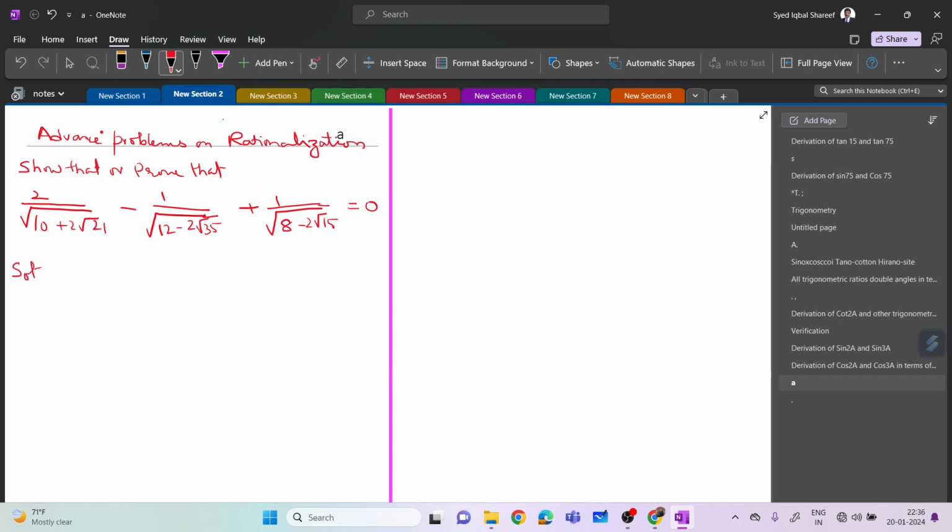This problem is a little bit tough, but if you go step by step, it will be very easy. First, you have to find the square roots. First, we will go for the square root of 10 plus 2 root 21. The factors of 21 are 7 and 3, and 7 plus 3 equals 10.